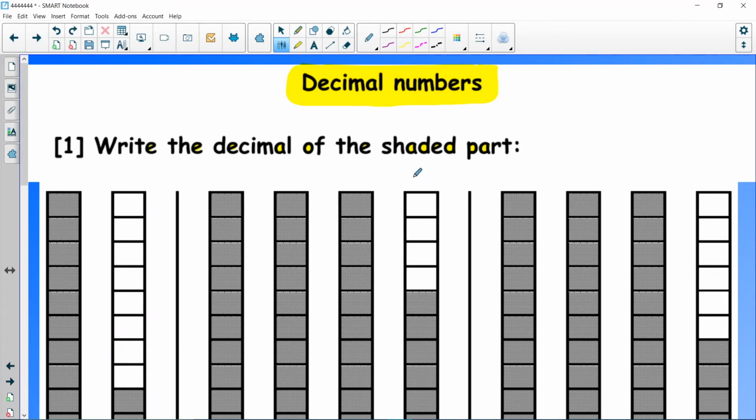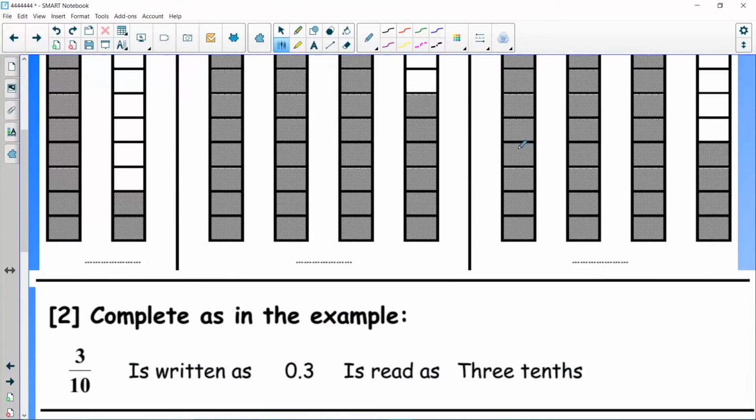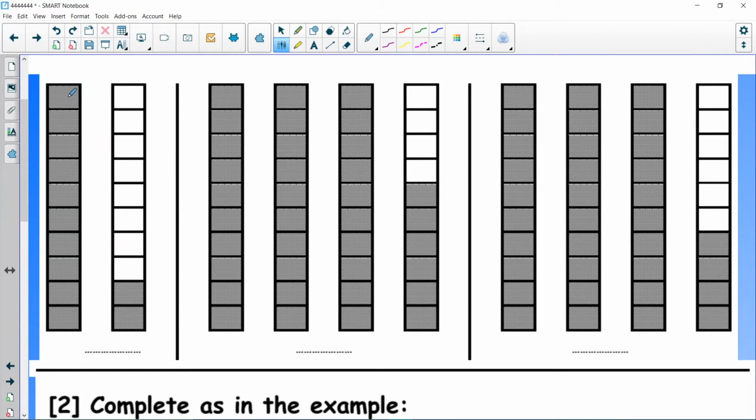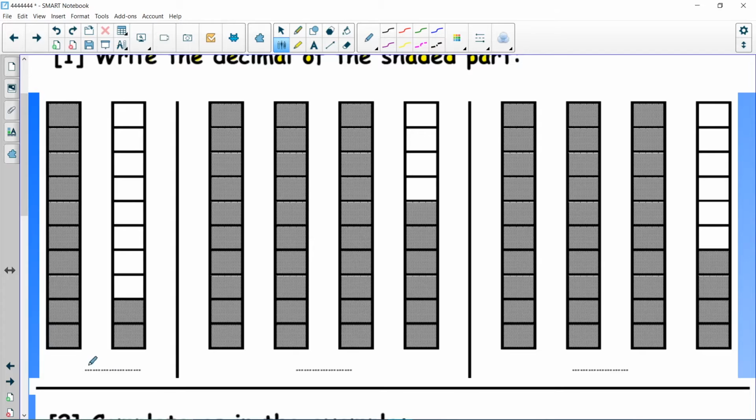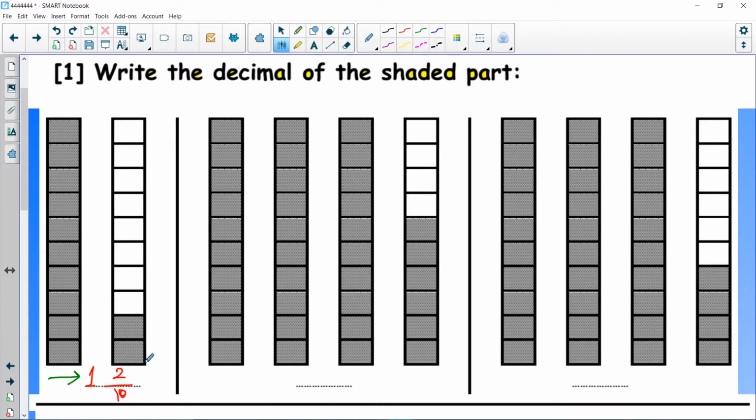Write the decimal of the shaded part. This column consists of 10 parts, so I can say I have one shaded column and two shaded parts from 10. This one is the whole part and this fraction is the decimal part. Here the whole is 1, 2, 3.